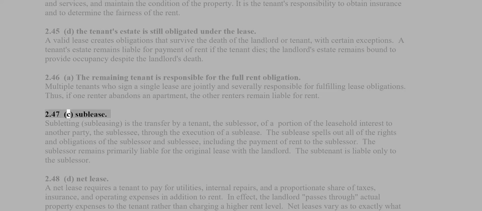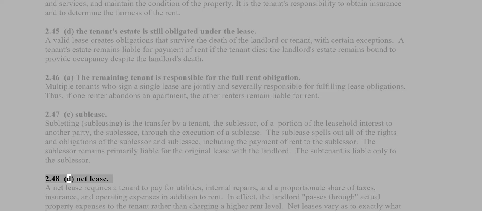2.47 c. Sublease. Subletting, or subleasing, is the transfer by a tenant, the sublessor, of a portion of the leasehold interest to another party, the sublessee, through the execution of a sublease. The sublease spells out all of the rights and obligations of the sublessor and sublessee, including the payment of rent to the sublessor. The sublessor remains primarily liable for the original lease with the landlord. The subtenant is liable only to the sublessor.